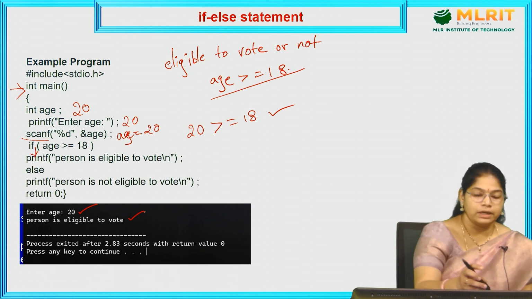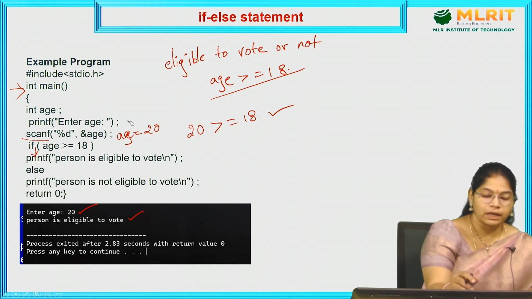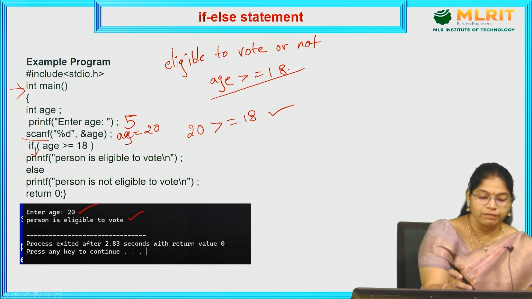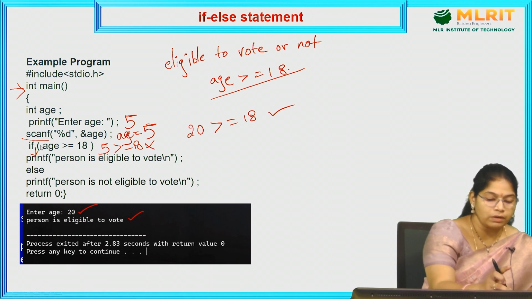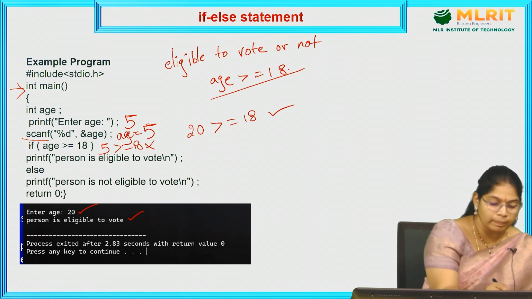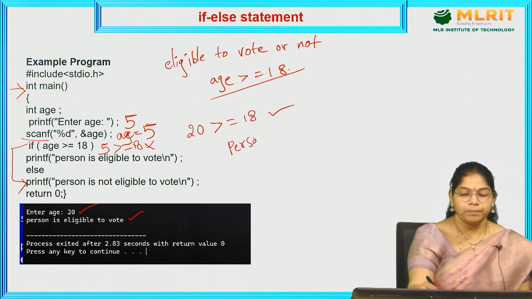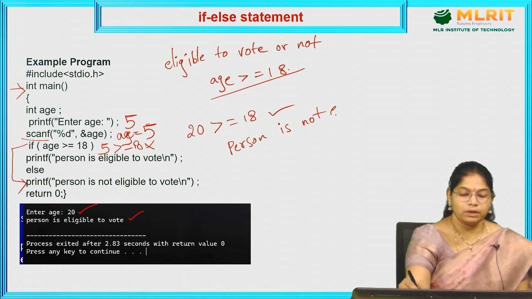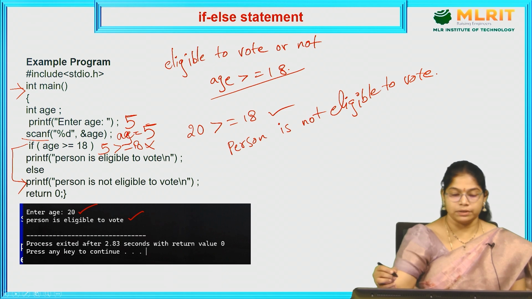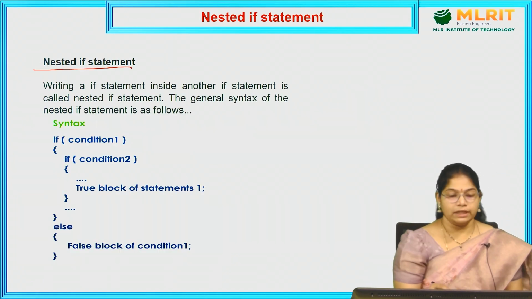Let us suppose here I gave the age as 5. So what is the age value? That is 5. Now what is the condition? Age greater than or equal to 18, but here the age is 5. Is 5 greater than or equal to 18? No. So the control doesn't enter into the true block. It goes to else, that is the false block. Now it prints the person is not eligible to vote.